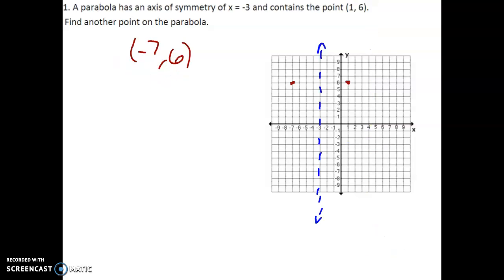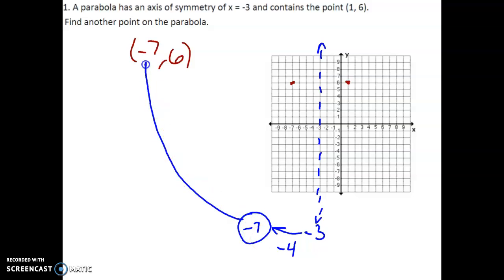All right, and you can see the same thing here. I went 1, 2, 3, 4 units to the axis of symmetry. So if my axis of symmetry is at -3 and I go to the left 4 units, that means I'm subtracting 4. I'm going to end up at -7. -3 minus 4 is -7, which you can see right there. But you can also see that my y value did not change. I just went straight across horizontally right here. So my y value was 6, just like I had before.